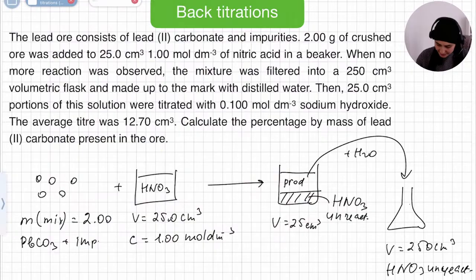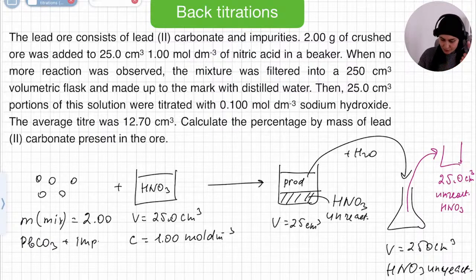So then they take a little bit of this. Yeah, I can put it here. So now they take 25 cubic centimeters of the unreacted acid. Yeah, again, that's unreacted HNO3, and titrate this with NaOH. So this is your back titration. And we know everything about NaOH. So we know its concentration and we know its average titer.